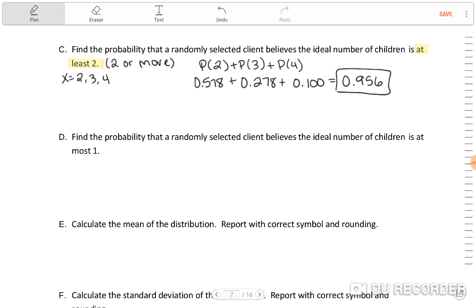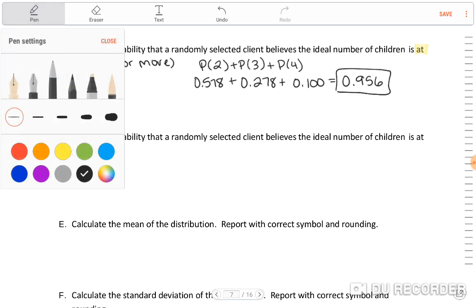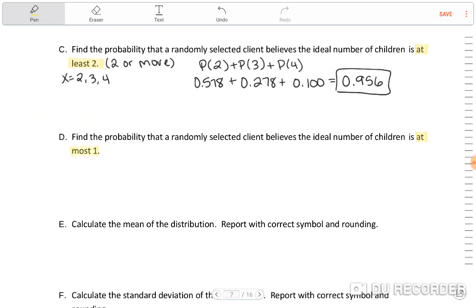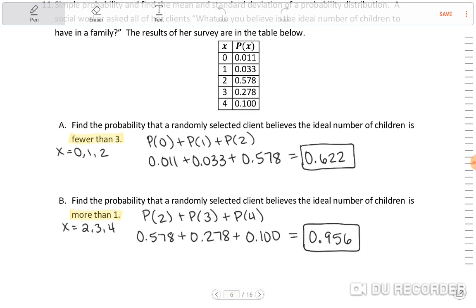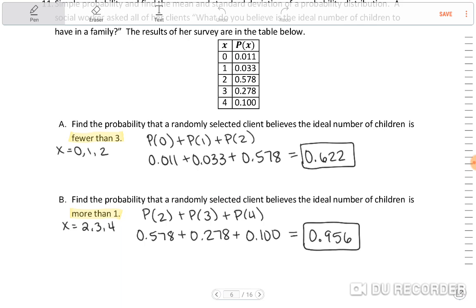Okay. Find the probability that a randomly selected client believes the ideal number of children is at most 1. At most 1. Okay, what does that mean? At most 1. At the very most 1. That means no more than 1. So 1 or less, right? So 1 or less. Well, in this case, that would be 0 and 1, right? So probability of 0 plus the probability of 1 is what we're looking for. So probability of 0, let's go back. Probability of 0 is 0.011 plus 0.033.